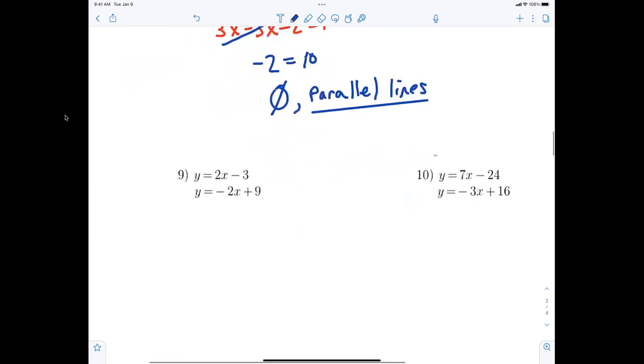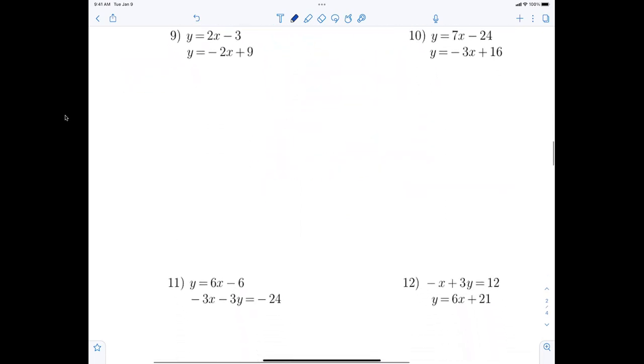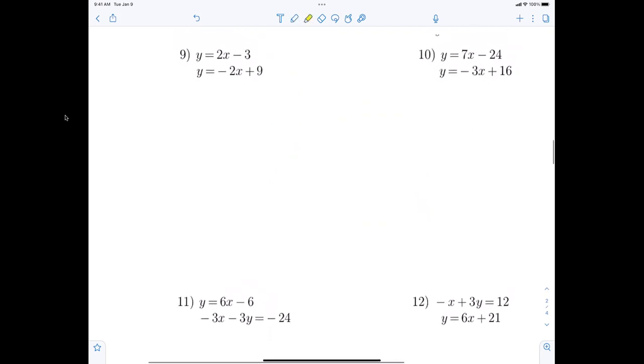All right, let's do some more algebra. Number 9, y equals what? Y equals 2x minus 3. That means wherever I see a y, I can put 2x minus 3. So I have 2x minus 3 equals negative 2x plus 9.